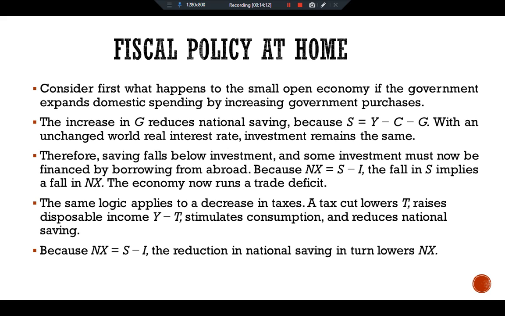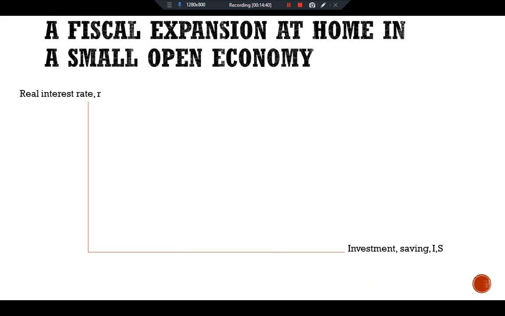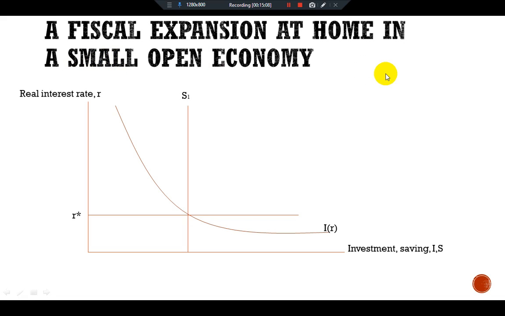the trade balance of a small open economy, let's discuss a graphical presentation. Here we have investment and saving on the horizontal axis, and we have the real interest rate on the vertical axis. Here we have saving S1 and the investment function, and we have the world interest rate. We are discussing a fiscal expansion at home in a small open economy.